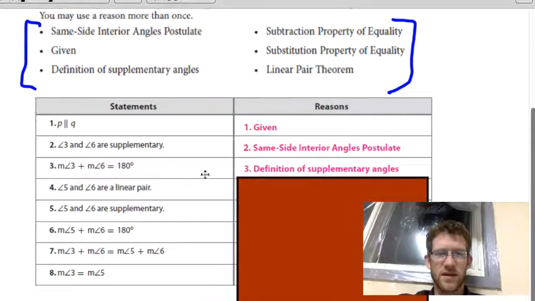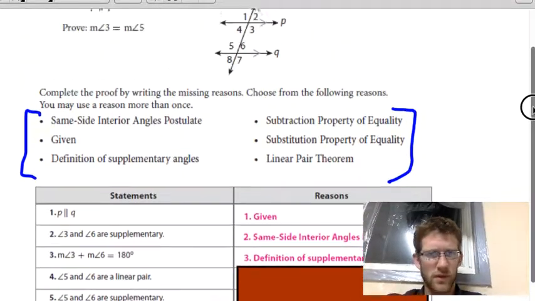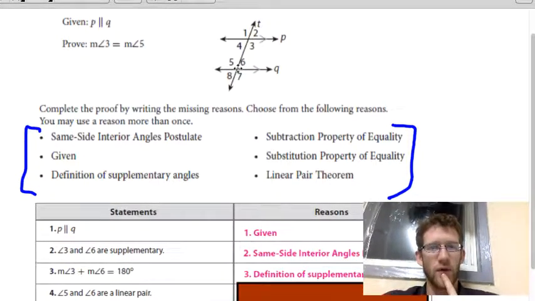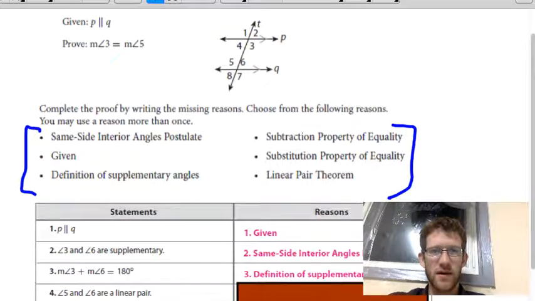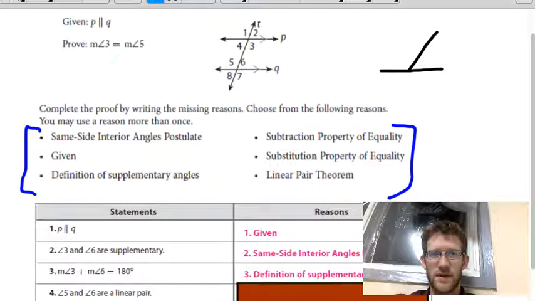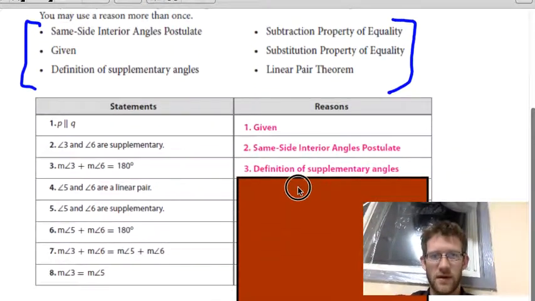Angle 5 and angle 6 are a linear pair. Wait, they're a linear pair? 5 and 6. Oh, that it is a linear pair. How do we know that? Well, remember, a linear pair is any pair where we have a line that is intersected or has a ray coming off that forms two more angles. So this is simply an artifact of the diagram. Therefore, we can say it's given.